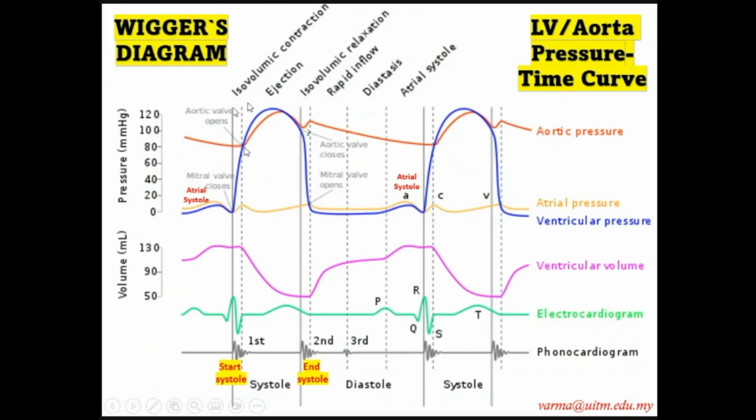When you correlate with your ECG, your atrial systole correlates with your P wave, and the QRS correlates with your isovolumetric contraction, and follows until your ejection, which is the ST segment, the time where your ventricle is actively pumping out the blood, and followed by the T wave, which is ventricular repolarization.